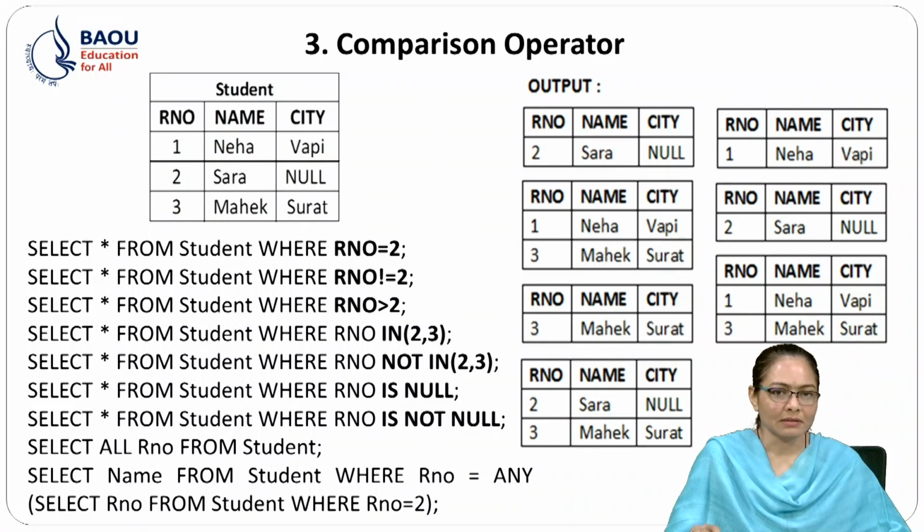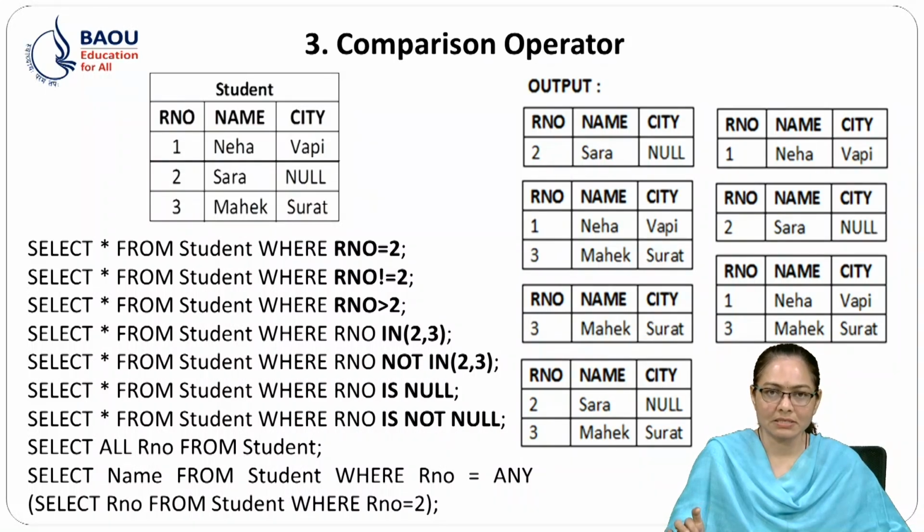Now select star from student where roll number greater than 2. So the output of the third query displays only the third record. Now the next one is select star from student where roll number in 2, 3, which means roll numbers 2 and 3 will be displayed in the output. Now the fifth query is select star from student where roll number not in 2, 3. So the fifth query output is only 1.